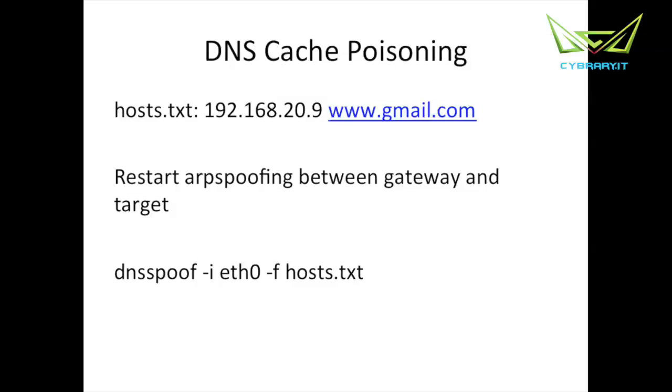We can use a tool called DNS spoof to do so, and that's exactly what we're going to do. We are going to have to do ARP spoofing between the gateway and our target. So when it tries to call out for DNS, it will instead ask us, and we will reply with whatever we want.